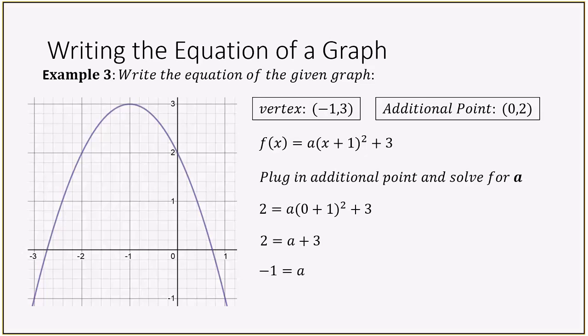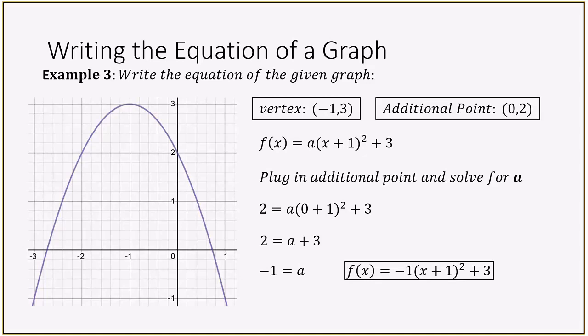So like I mentioned, a bit of a mental logic check. My graph is upside down, so I should have a negative value of a. So my final answer is f of x is equal to -1 times (x plus 1) squared plus 3.